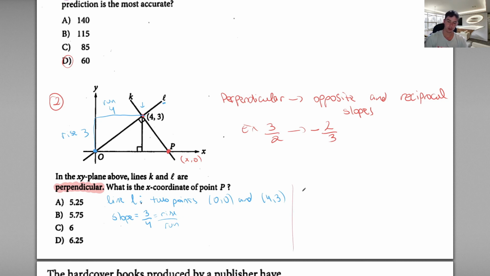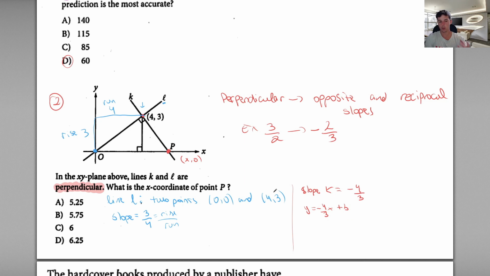And in here, we can do the perpendicular slope. So the slope for line K is negative 4 over 3 because it's perpendicular to the slope of line L. So it's opposite and reciprocal. So we know that the slope of line K is negative 4 over 3. So we know that the equation for line K is y equals negative 4 over 3 x plus b. We don't know what b is. We've got to find b.